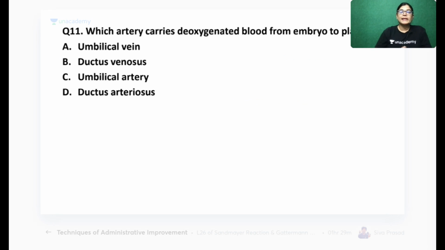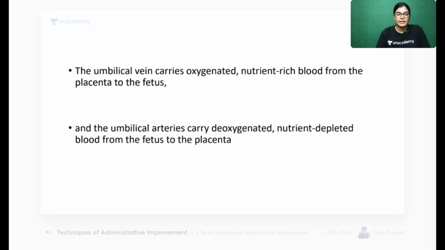Now, which artery carries? This is a direct question from embryology, an easy one. Which artery carries deoxygenated blood from the embryo to the placenta? Anyone? This is a direct, straightforward question. The correct answer is the umbilical artery. So the umbilical vein is for oxygenated blood; for deoxygenated blood, the umbilical artery is the correct answer.